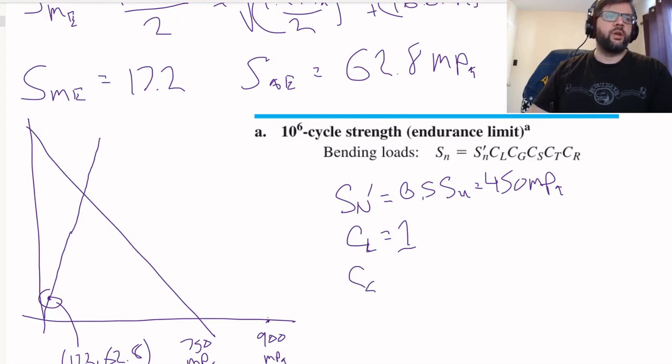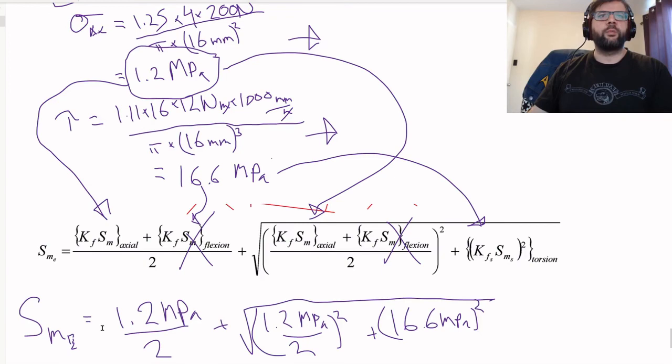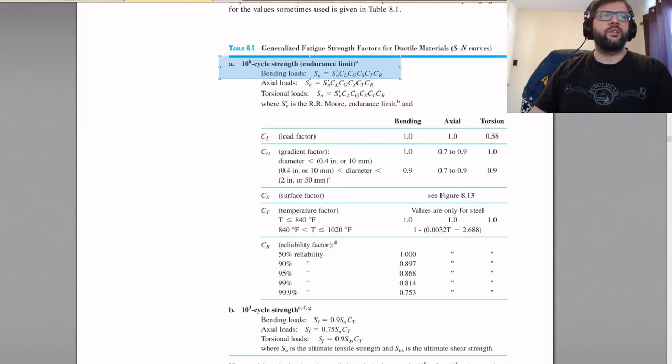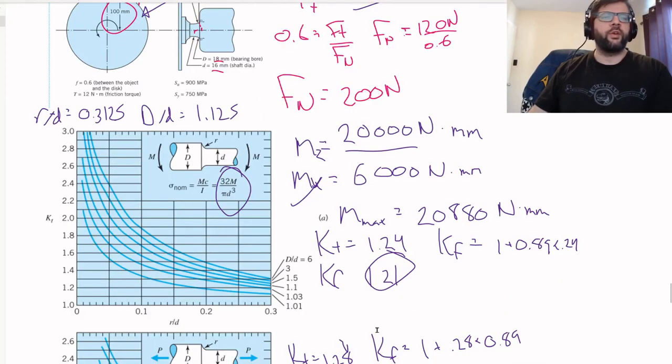Our Cg, well, let's look at the chart for that. So the size of our component, the radius of our component is 16 millimeters. So we're in the 10 to 50 millimeter range here. So let's use a Cg of 0.9.